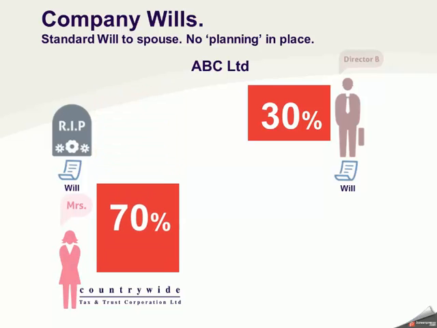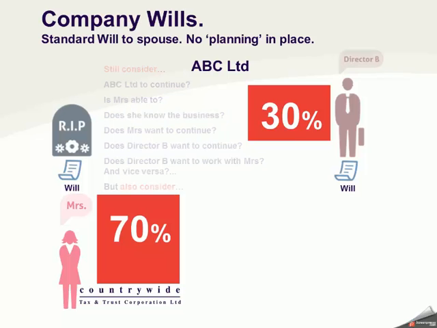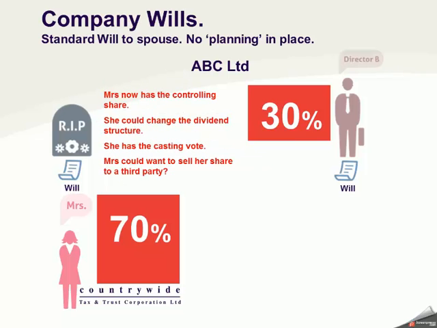So in this scenario, we've now got Director A passing away and 70% of the business now passed to his wife. We have all the similar questions as we had on the initial slide, but also there are some further issues to consider, as it alludes to here at the base. The wife now has a controlling share of this business, and of course she could change that dividend structure. She has the casting vote in terms of what happens to the business, and of course she is in a position to sell her share of the business to someone else as well.